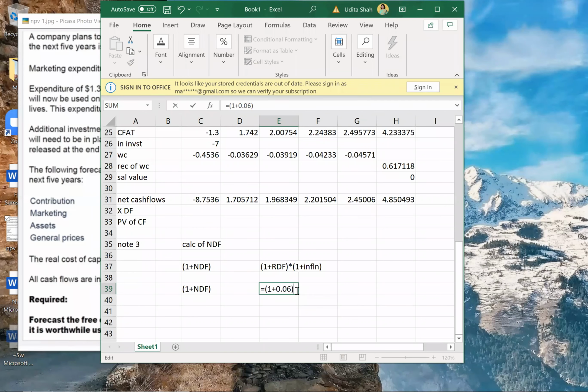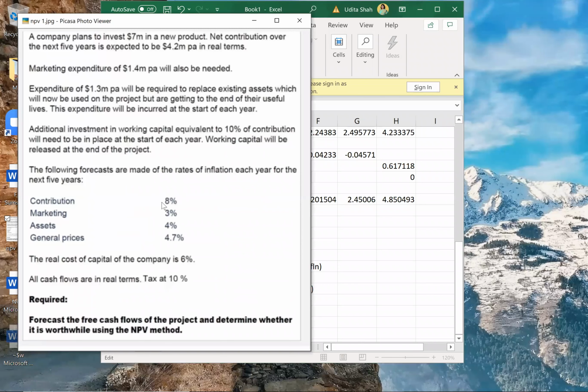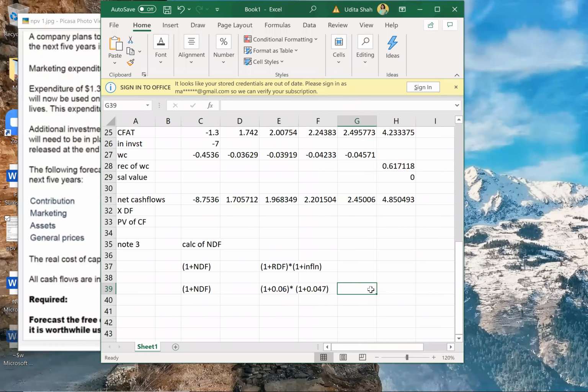So 0.06, correct? Into 1 plus, what is the inflation? Now there are 4% of inflation, which one will I take? As I said in the formula, I'll take the general prices. So general prices is 4.7%, so that is 0.047. Okay, that is 0.047. So that is 1.10982. So 1 plus NDF.